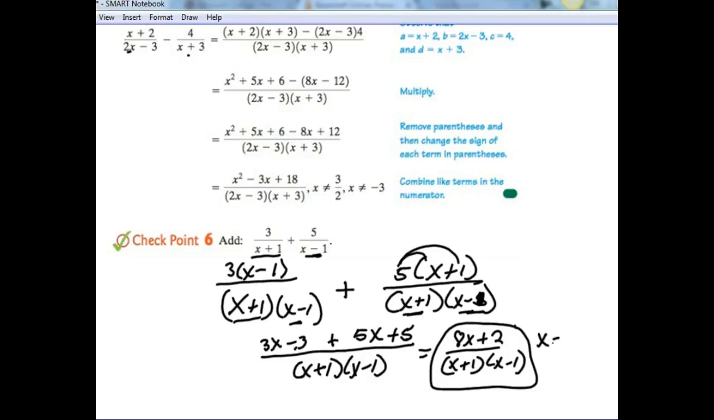Now, again, remember, you've got to list your excluded values. x cannot be negative 1, and x cannot be positive 1, because either one of those could create a 0 in the denominator. Those are called your excluded values.